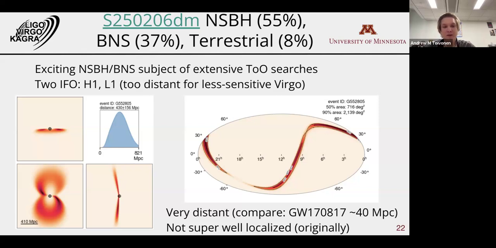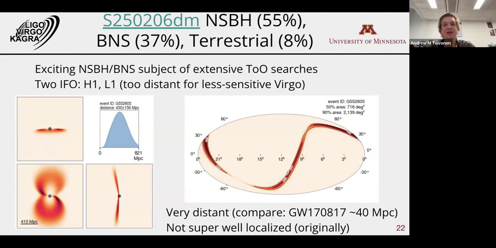H1 and L1. We see that the original sky map and distance estimation put it at about 430 megaparsecs. This is a really, really large distance and, to some degree, at the edge of our gravitational wave sensitivity even. Like I said, very distant compared to something like GW170817, which was a tenth of the distance at something like 40 megaparsecs. And it wasn't super well localized originally. If you remember, I quoted a 90% region of about 30 square degrees for GW170817, where this one's all the way at 2000.